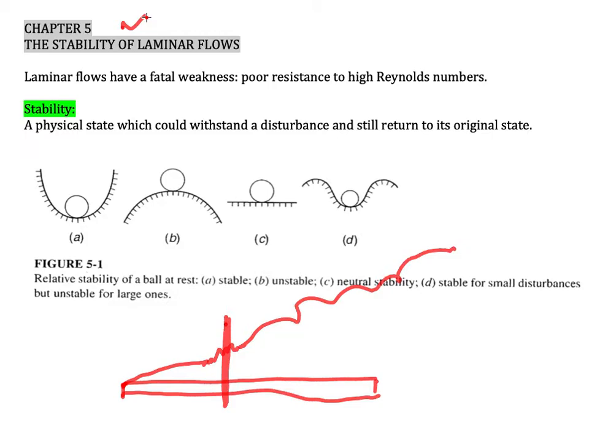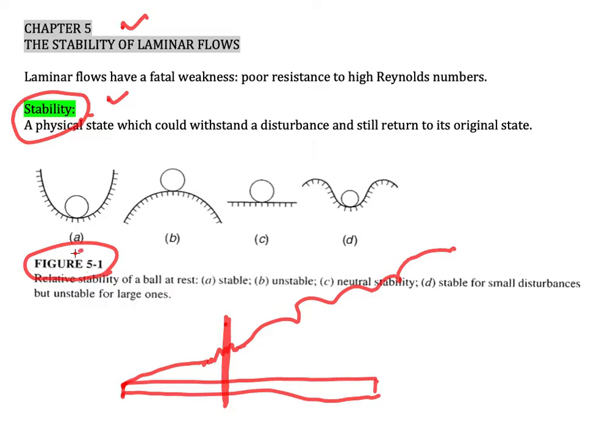So first, I would like to describe stability. Stability means a physical state which could withstand a disturbance and still return to its original state. This is the idea of stability: it could receive extra or external forces, but that external force will not change the current situation. The simple idea of stability is shown in your textbook, figure 5.1. We have a few shapes: A, B, C, and D.